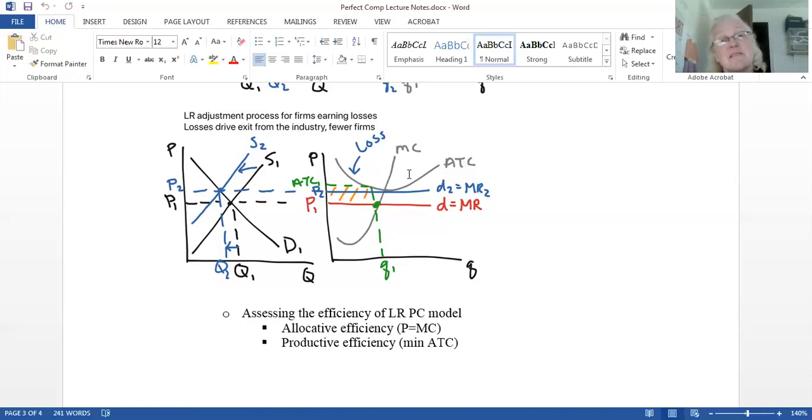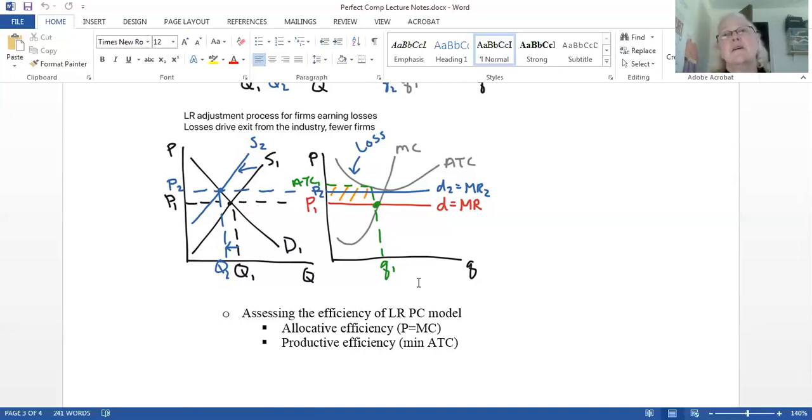Well, that happens in the long run in perfectly competitive markets because that's where this D equals MR2 comes across and bumps the minimum ATC, right? Right there. So perfectly competitive markets are productively efficient, meaning they're producing at their minimum ATCs. Okay, two reasons why perfectly competitive markets are efficient. We're going to compare this.